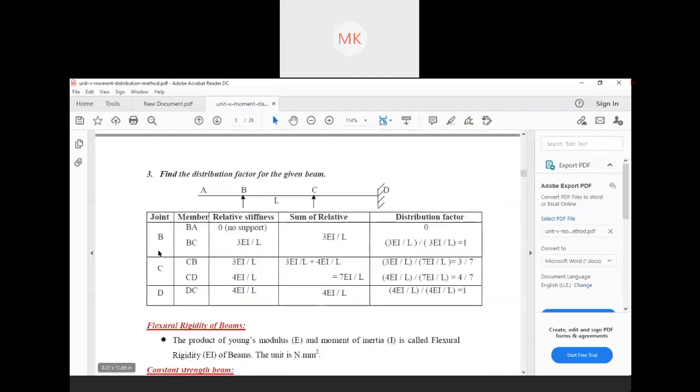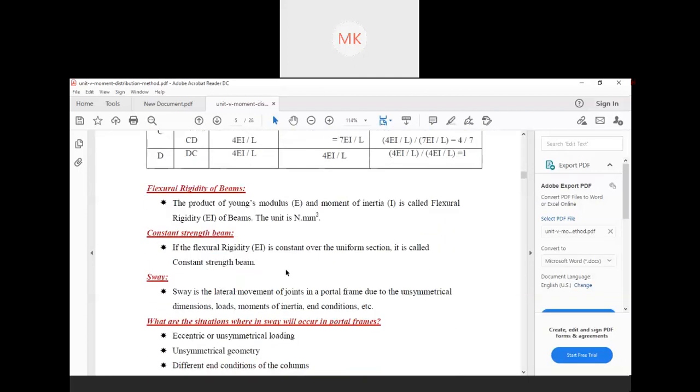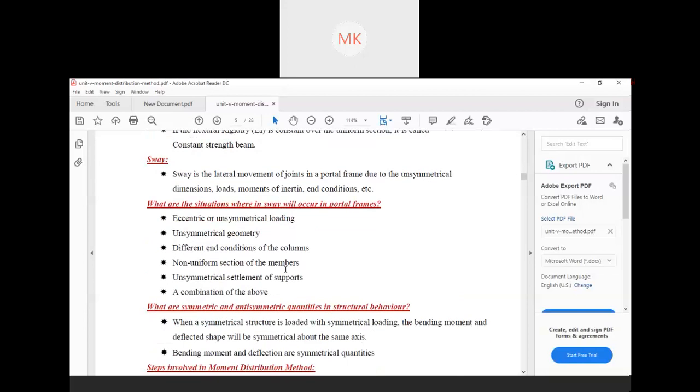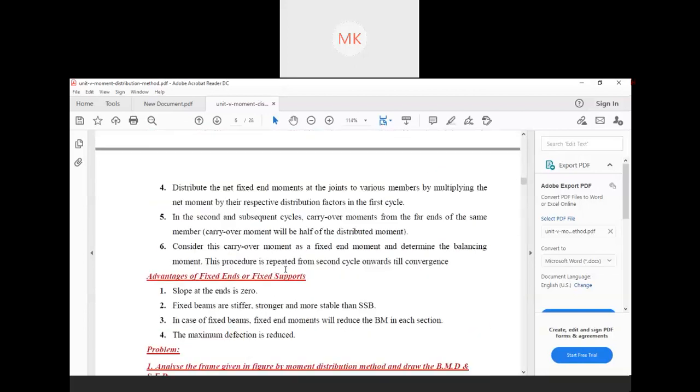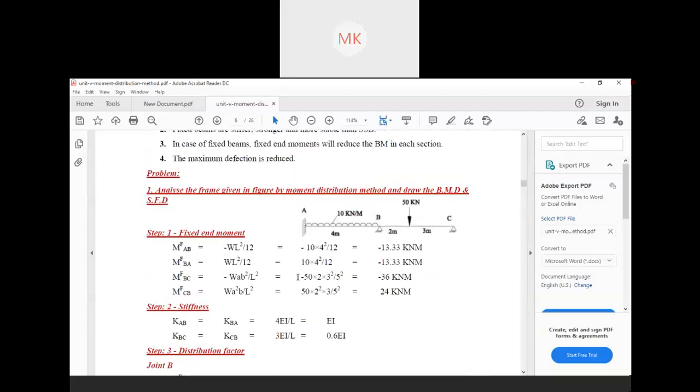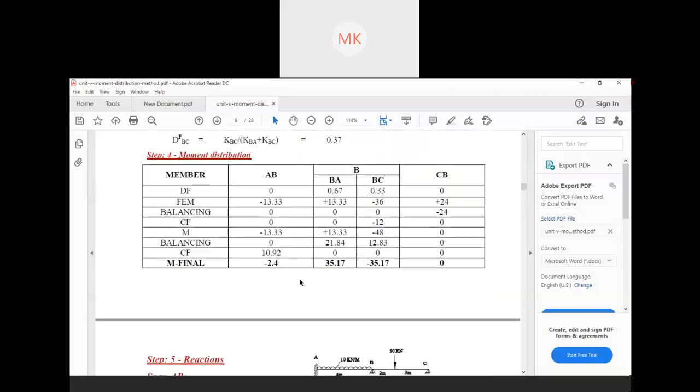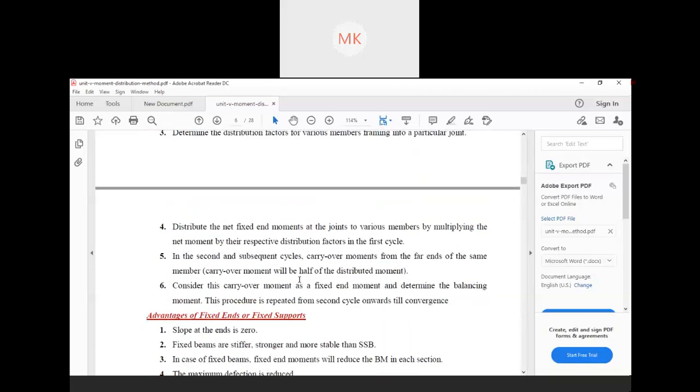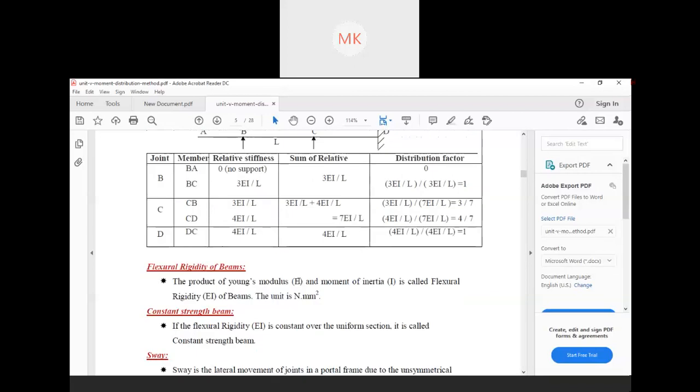This is also one example. I will share this with you. Please go through these things, you will always come to know. I will not go to the numerical.